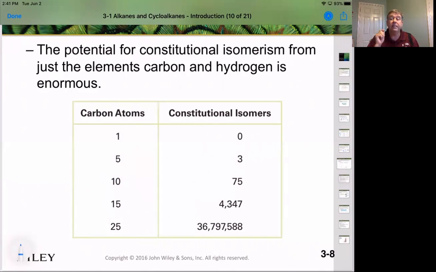So we need to have a systematic way of naming these things so we have an unambiguous way to say we have exactly this compound, and everybody can draw it that way. And we'll get into the nomenclature of this in the next video.